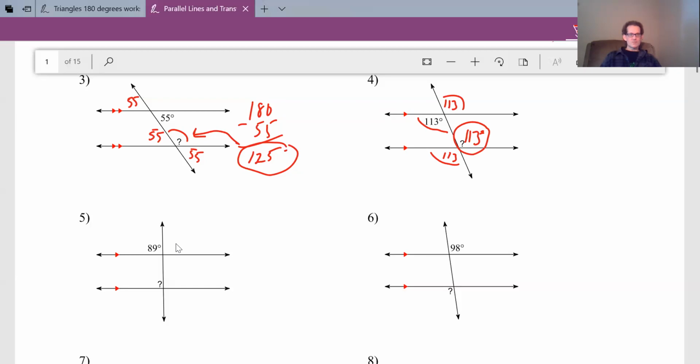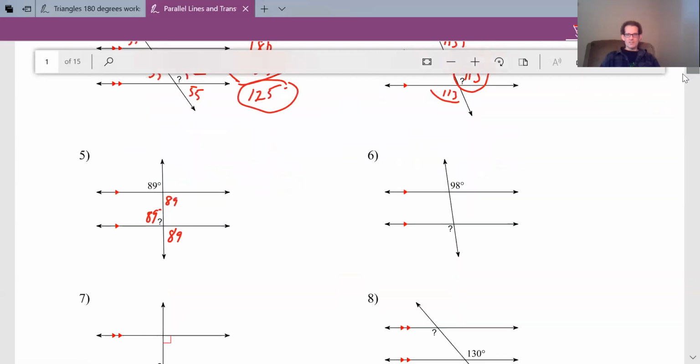Okay, let's look at this one. This is your interior alternate angles. So I've got 89 up here. That means that this is 89. It also means this is 89. It also means that this angle right here is 89. So again, for number 5, you don't have to subtract anything. Okay, now for number 6, you're going to have to do a little bit of subtraction. Number 6 is a little bit more tricky. Let's take a look at that.